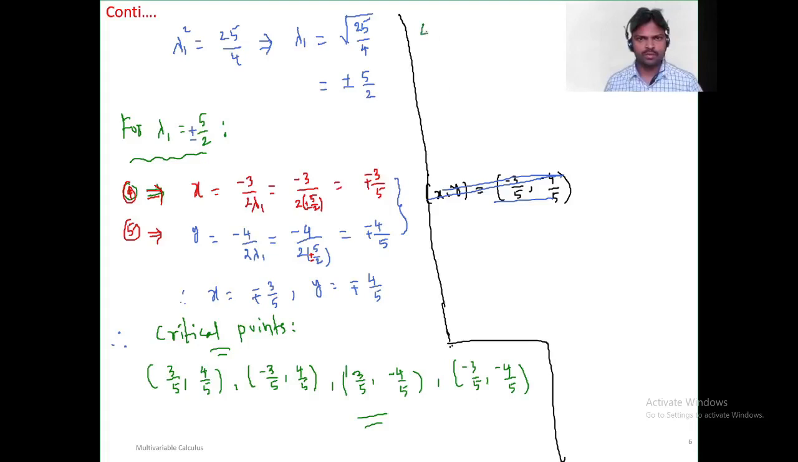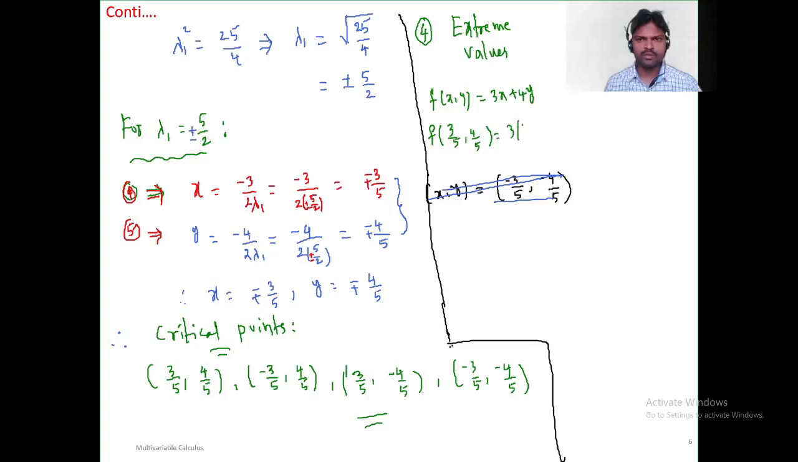So the fourth point of the methodology is extreme values. Let us come to the extreme values. First, what is f of x comma y? So f of x comma y is 3x plus 4y. Now f of all the critical points is substituted. First critical point is 3 by 5, 4 by 5. So add this, what is the function value?